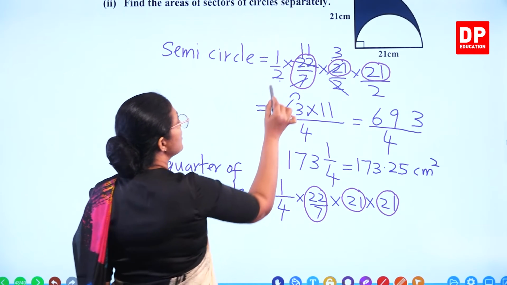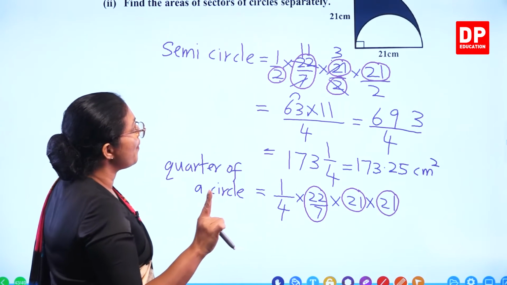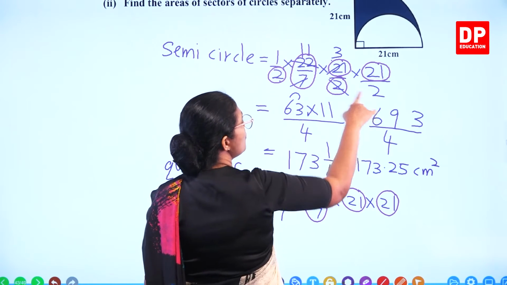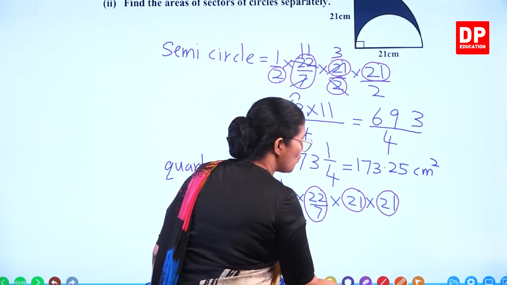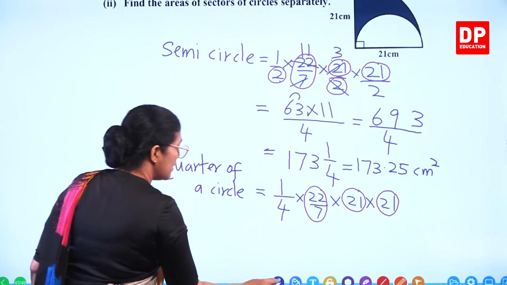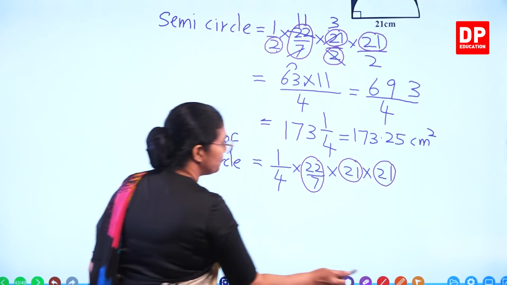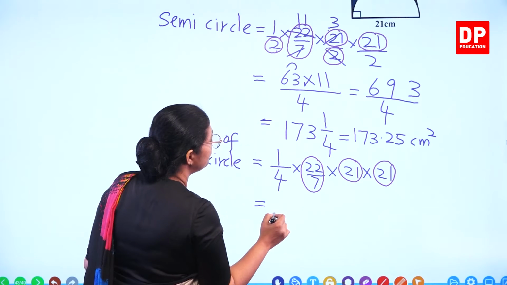This is 4, but 2 is there. 2 is there. What's the extra part? Extra part is 2 here. That means half of the value is 173.25. What's the next value? The total. Multiply by 2. So I can easily do it with the previous answer.